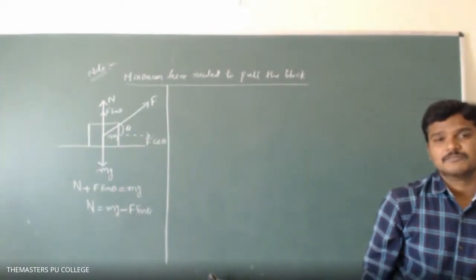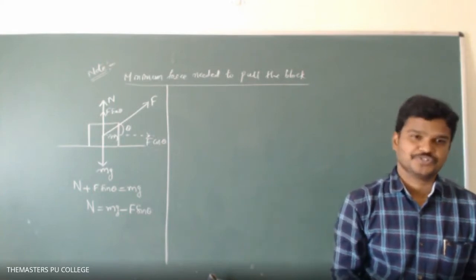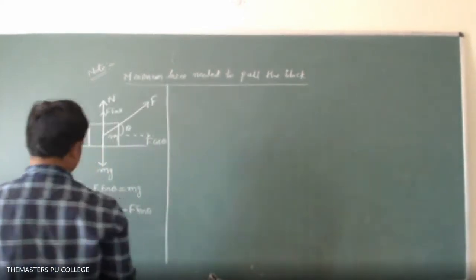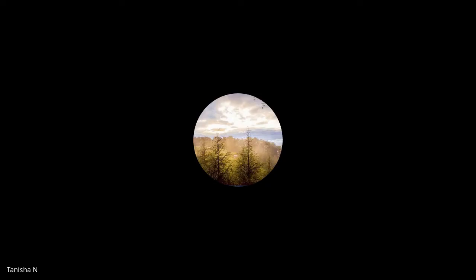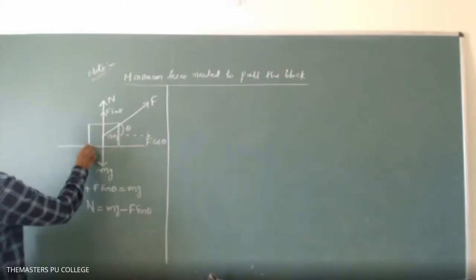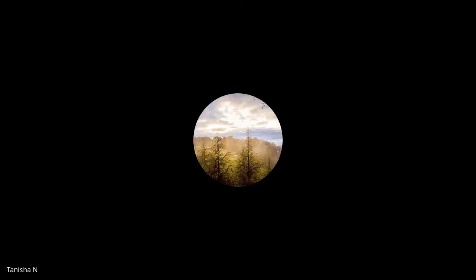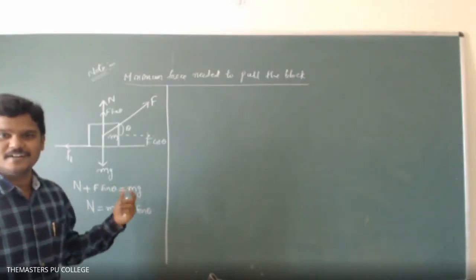By using that normal reaction force, we can expect whether it is easy to pull or easy to push. Okay, we'll see that also. Is it okay up to now? If it is ready to move, what type of frictional force will act backside? Limiting friction, Fl, the maximum value of static friction.